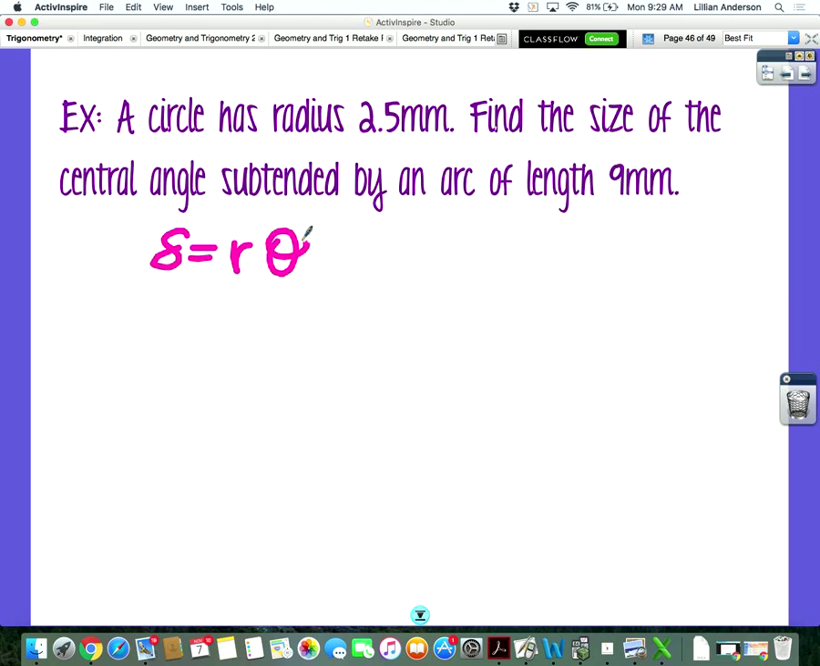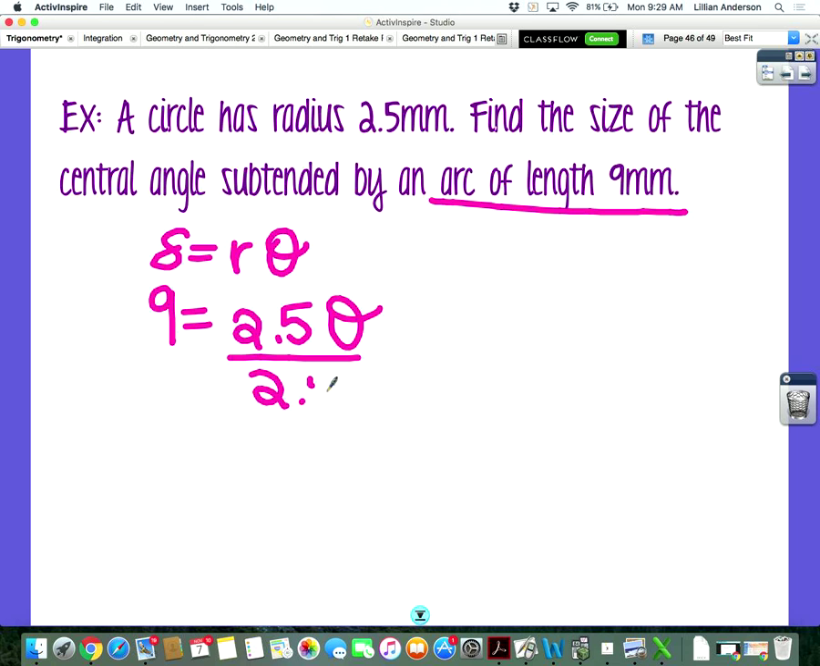S equals r theta, because you know the length of the arc is 9 millimeters, which means the 9 is going to go in for what? S, and you know your radius is 2.5, so that's going to go in for r. We're looking for theta, so easy enough. How do we find theta? Just divide.